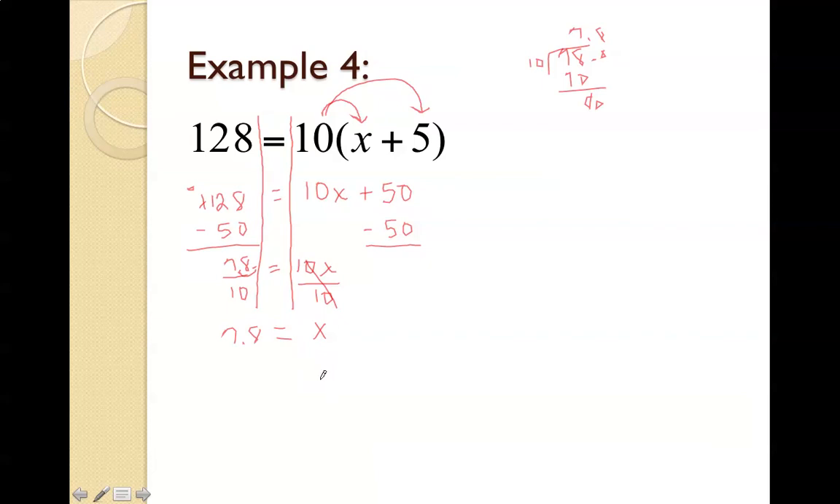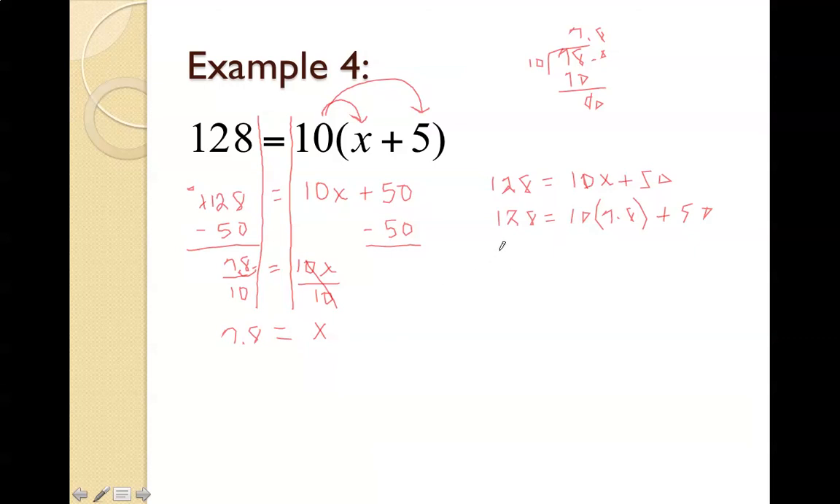Now, if we want to check our work, I take the equation after I distributed. So I got 128 equals 10x plus 50. And what I can do is plug in x. So 128 equals 10 times what I got for x, which was 7.8, plus 50.